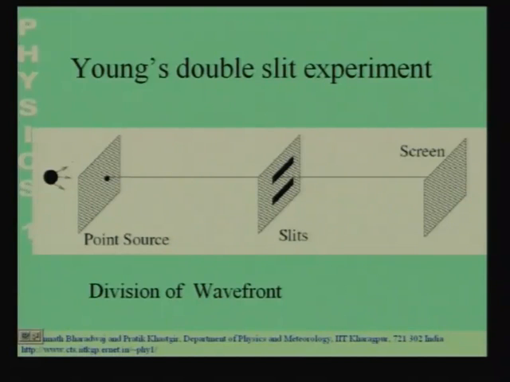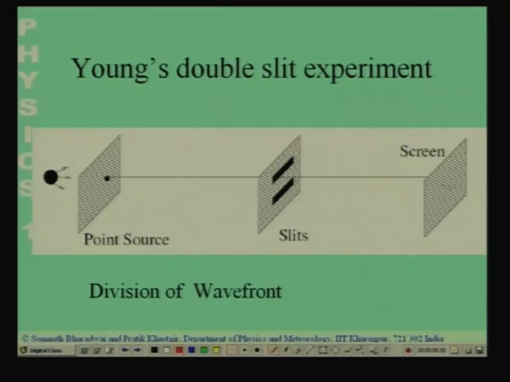In the Young's double slit experiment, if you remember, we had a source which emitted a wave, and then the wave front was incident on two slits. The wave fronts that come out from here are incident on two slits. The role of the two slits is that it divides a single wave front. It takes the wave from two different parts of the wave front, and these are superposed.